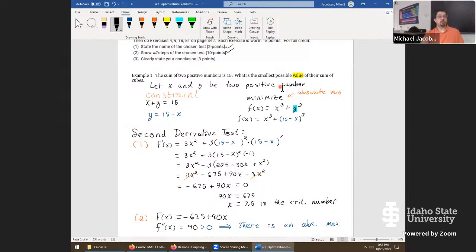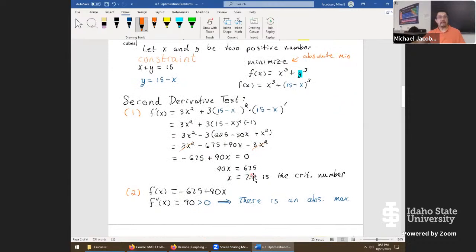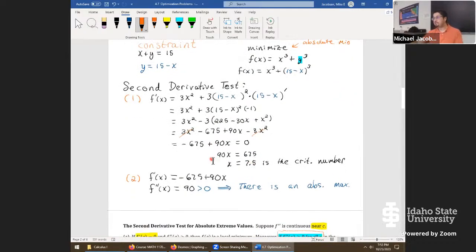So I would say right here on step 2, on this set of information we took from Moodle, we've done that portion. We've shown all steps of the chosen test. That's where most of the points are right here for 10 points. All we now need to do is state the conclusion. So here's step 3. We want the smallest possible value. So plug 7.5 back into our original function.